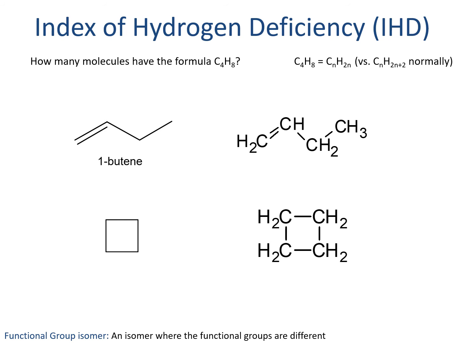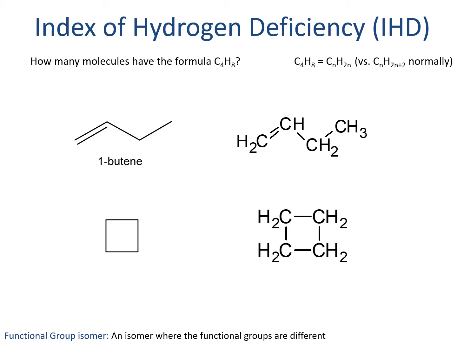We can see the same thing happens if we have a ring. Since there are no end carbons, there aren't the 2 extra hydrogens for the ends. It also has 2 missing hydrogens. These 2 molecules are functional group isomers, isomers that have different functional groups. Functional group isomers are a specific type of constitutional isomer. Again, isomers where the connectivity is different.